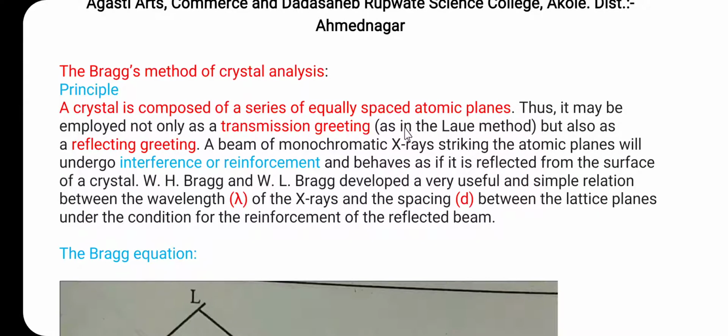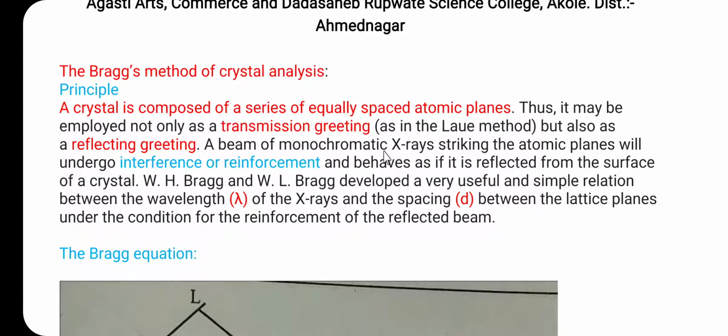What is the principle of Bragg's law or Bragg's method? Here a crystal is composed of a series of equally spaced atomic planes. Thus, it may be used not only as a transmission grating. All of you know that in Laue's method, the crystal is considered as a transmission grating, and here in Bragg's method, it may be considered as a transmission grating as well as a reflecting grating.